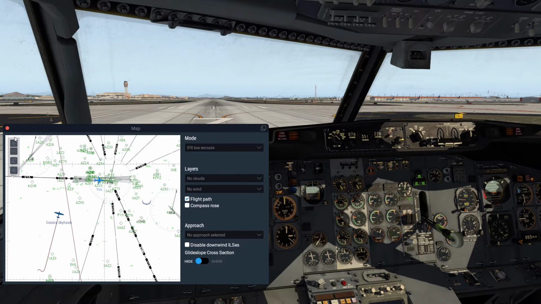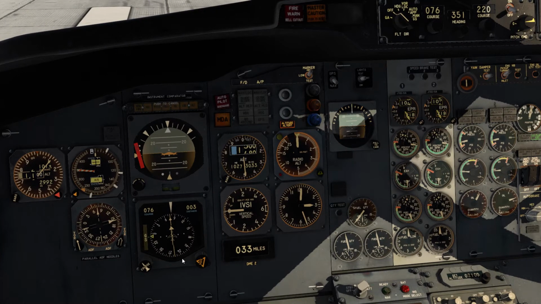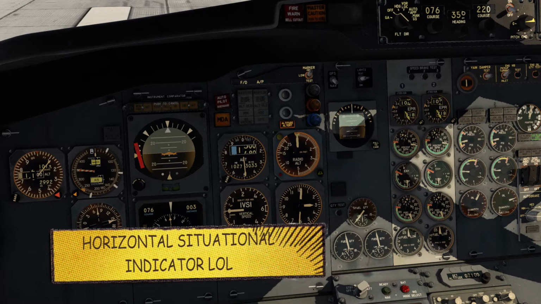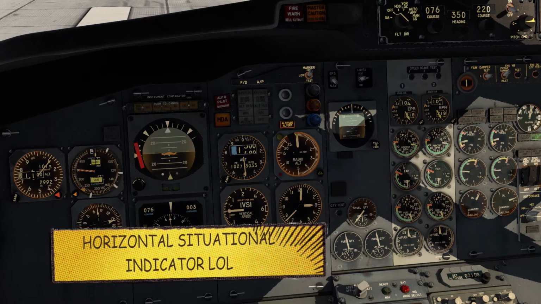To get started, let's look at our equipment in the aircraft. We have this baby right here. This is what's called the HSI, heading situational indicator, I think. Wow, that's really sad. I think it's a heading situational indicator, HSI.